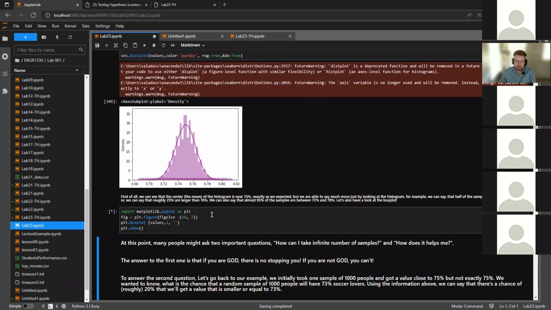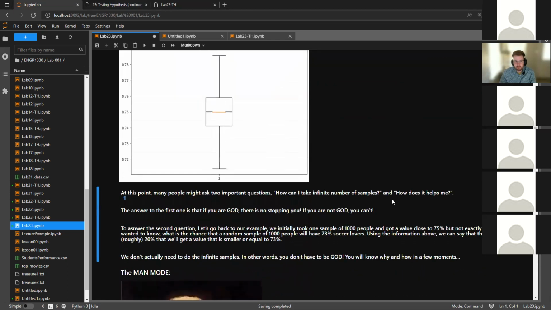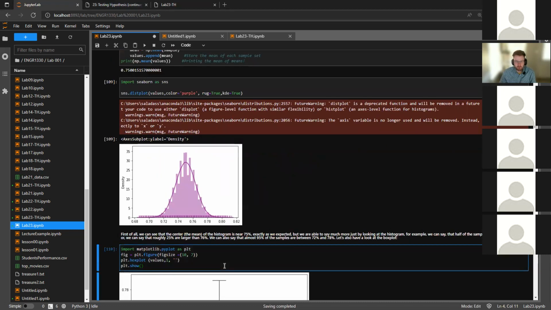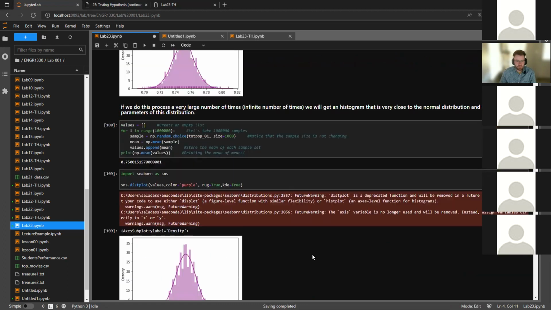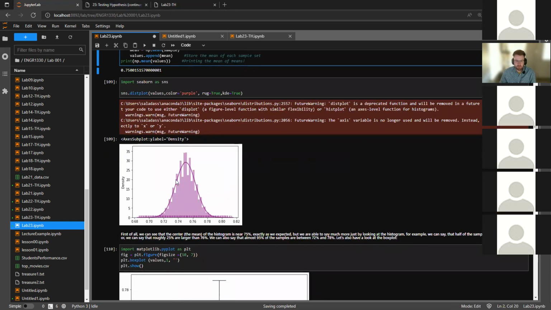We can also look at a box plot to see that 0.75 is the mean. And if we go one standard deviation in either direction, we get somewhere like 0.74-something and something like 0.759-something. Okay, any questions about what we've been doing so far? The more we crank up the number of times we do the sample, the better results we're going to get.